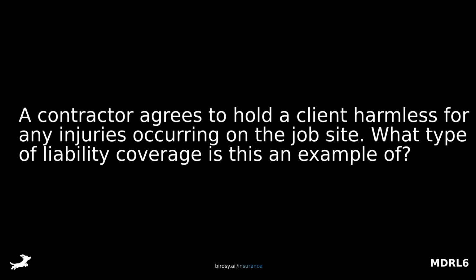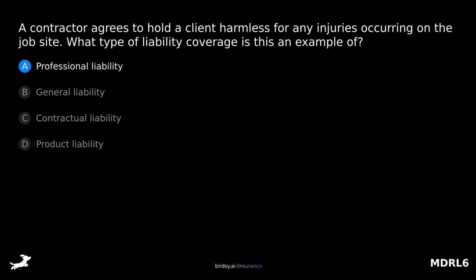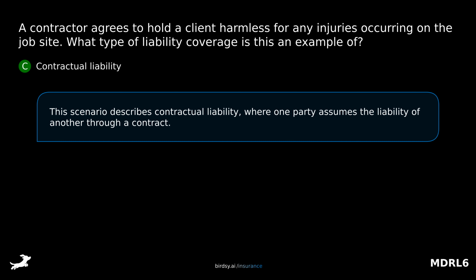A contractor agrees to hold a client harmless for any injuries occurring on the job site. What type of liability coverage is this an example of? Is it A, professional liability, B, general liability, C, contractual liability, or D, product liability? The answer is C, contractual liability. This scenario describes contractual liability, where one party assumes the liability of another through a contract.